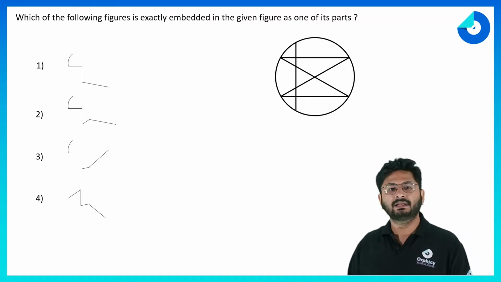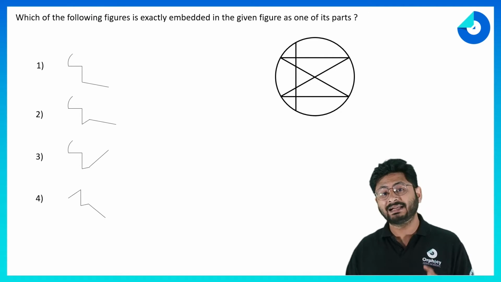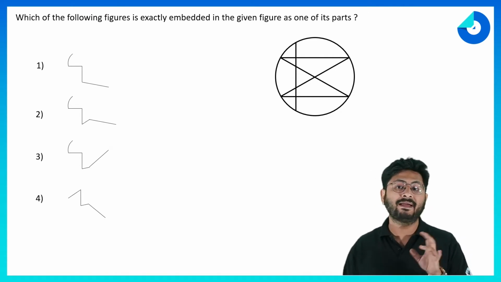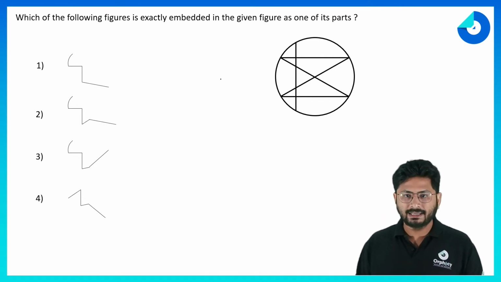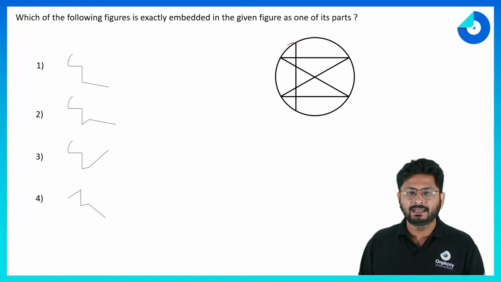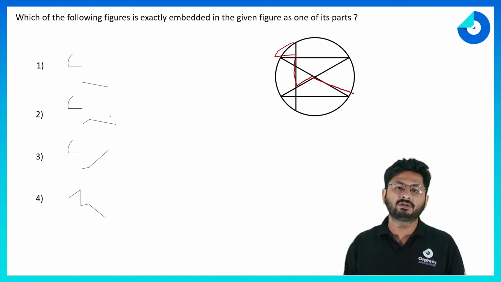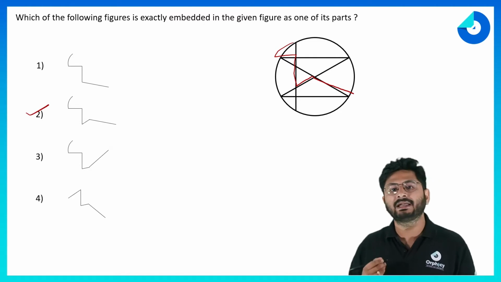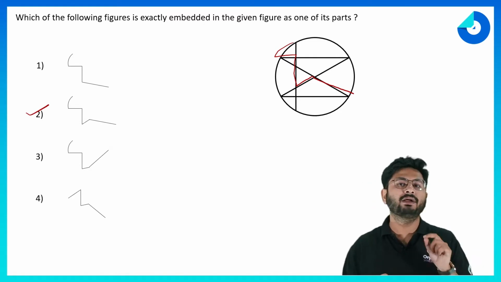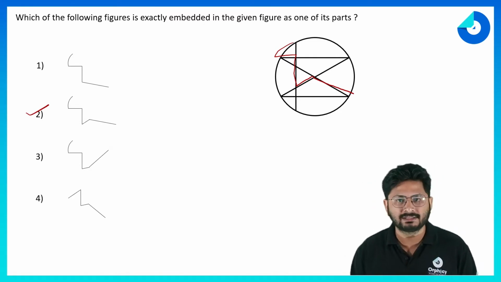Next question. Now, which of the following figure is exactly embedded in the given figure as one of its part? अभी देखते हैं यहाँ पर. So basically, ये ऐसा कुछ हमें क्या दिख रहा है? क्या मैं ऐसा बोल सकता हूं that option 2 is exactly embedded in the given figure, so that's why option 2 should be the correct answer.